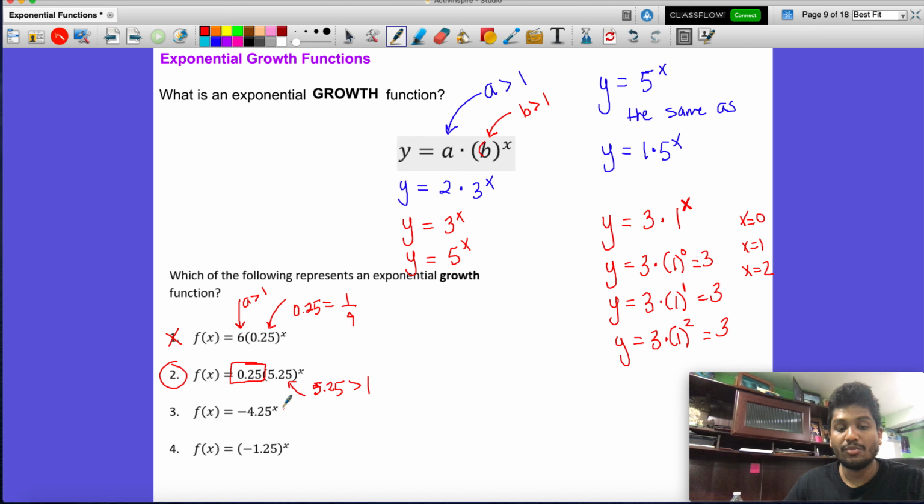Here we have a negative in the front, not going to work. And then here another negative in the front, so this is not going to work. If it's a negative, it's actually not a growth, but it would be the opposite. And what do you think that would be? There will be another lesson on that. So our only option would be 2.